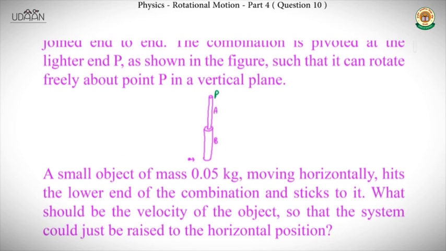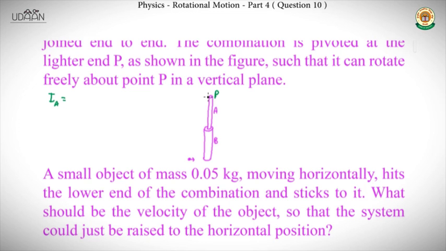So here we see that this system is pivoted at point P. In the first place, what we need to do is find out the moment of inertia of this system about point P. For that, we need to add the moment of inertia of part A, part B and the small mass m which is coming in. Let's start with the moment of inertia of part A with respect to an axis passing through point P and perpendicular to the plane, since this body is free to rotate in the vertical plane.